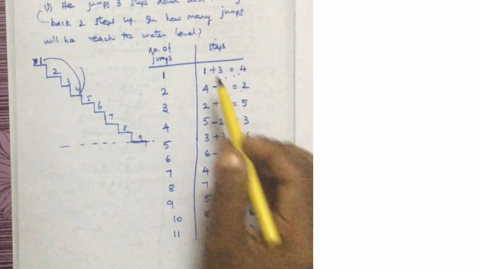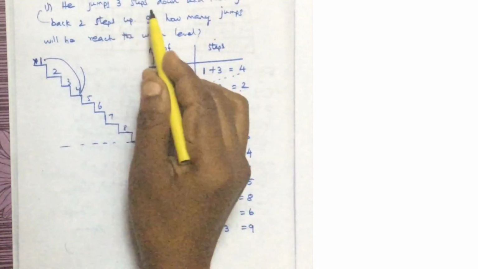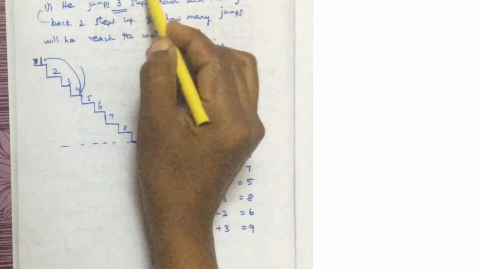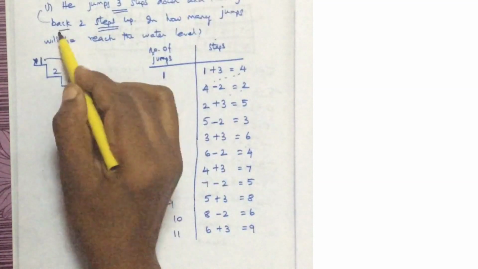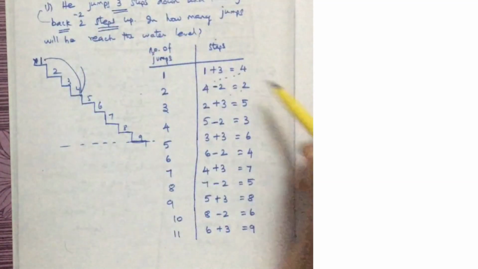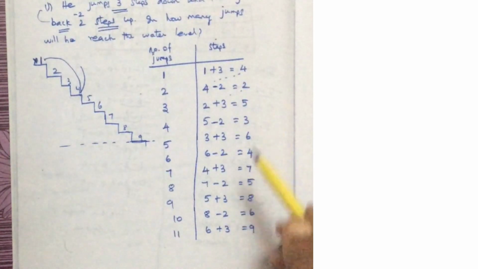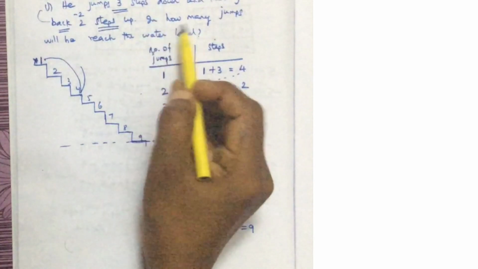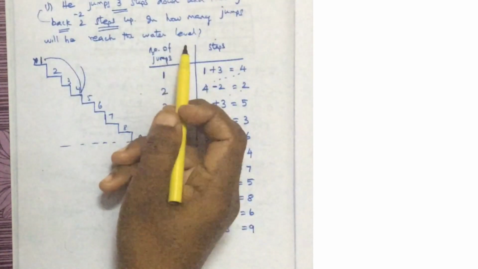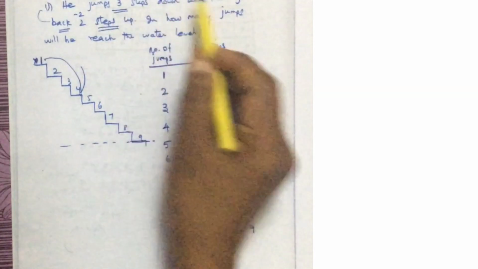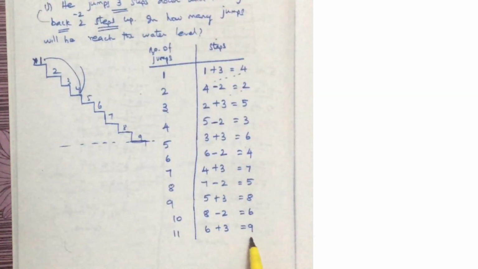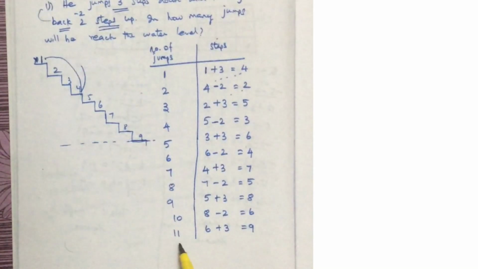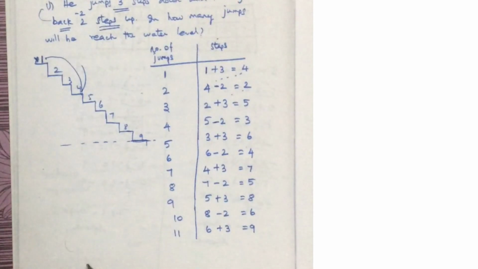What does it mean? For a jump step down, you are doing plus 3, and for a step up back, since it is back, you are doing minus 2. Both things you are doing, and we are finding in how many jumps he will reach the water level. The water level is at the 9th step. So to reach the 9th step, the number of jumps needed is 11. Therefore, the answer is 11.